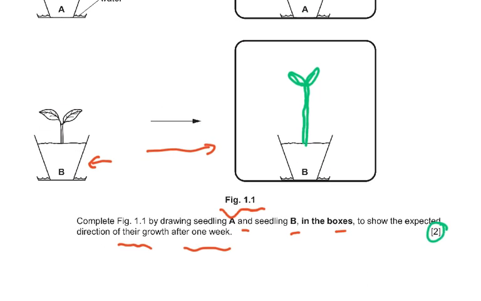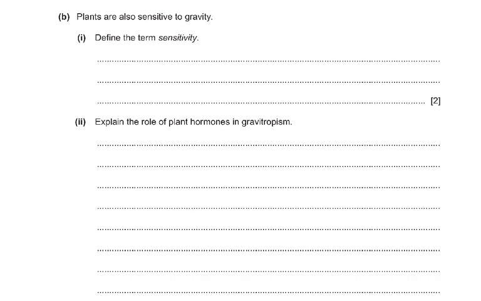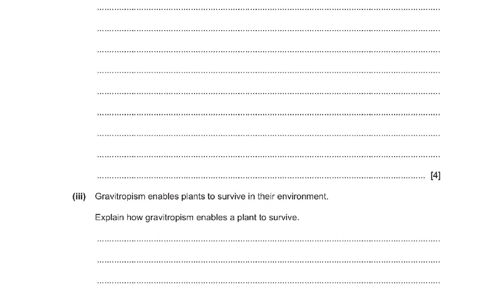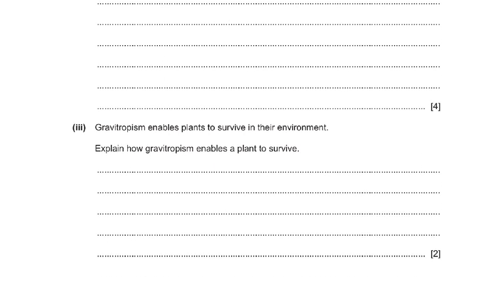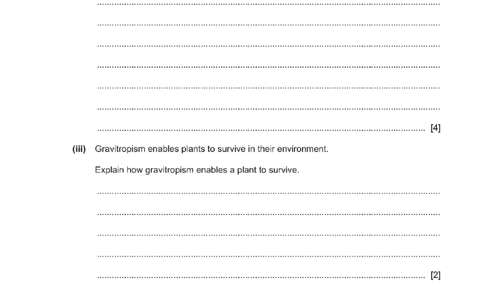Then coming to the next part, I'll read it and I want you to pause the video here and do the question first. Write your answer on a piece of paper and then see how you're going to do it. Plants are also sensitive to gravity. Define the term sensitivity. Explain the role of plant hormones in gravitropism. There's 4 marks. Gravitropism enables plants to survive in their environment. Explain how gravitropism enables a plant to survive. Please pause the video here and write the answers first and then continue with watching the video.